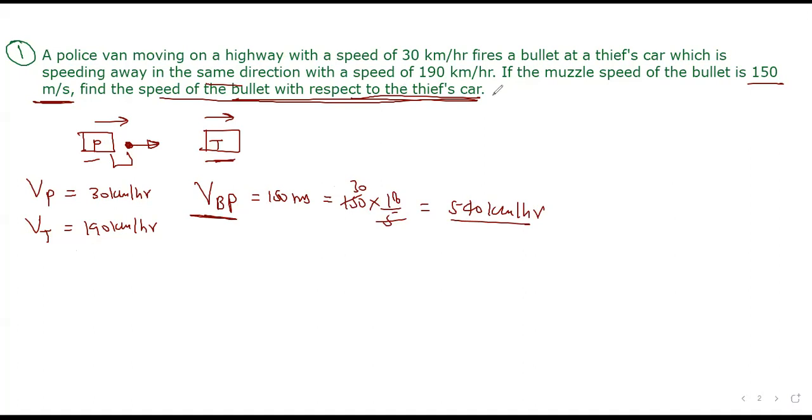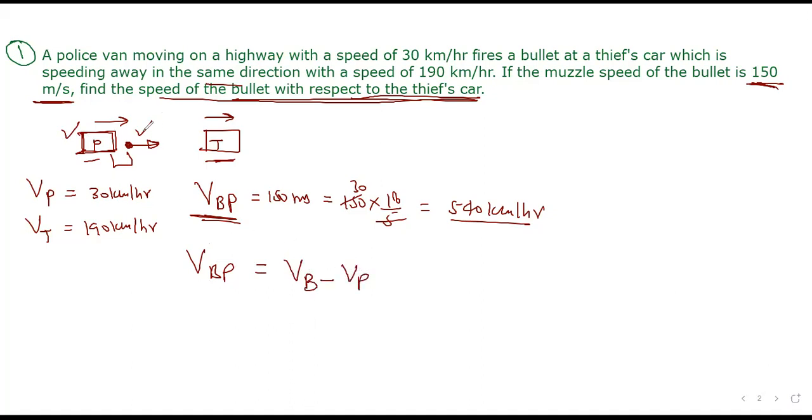Look here, do not confuse. They just said the speed of the bullet is this much. This is the relative speed, because your police vehicle is moving and you're firing from a moving vehicle. So here we have two velocities. One is the velocity of the police vehicle, one is the velocity of the bullet. Now this relative velocity is VBP, the velocity of the bullet with respect to the police, and they are moving in the same direction. So it will be velocity of the bullet minus velocity of the police, correct?